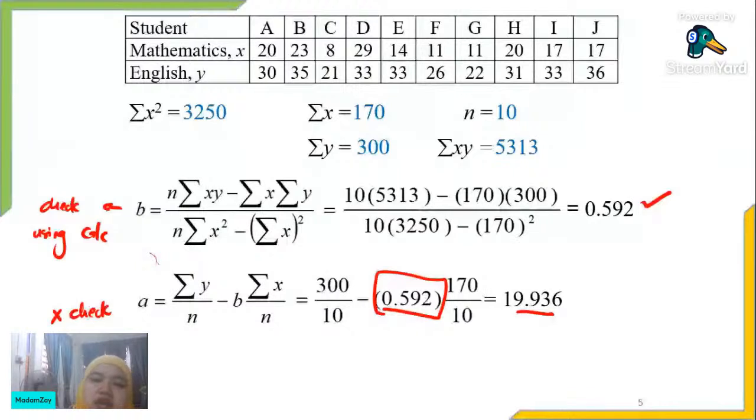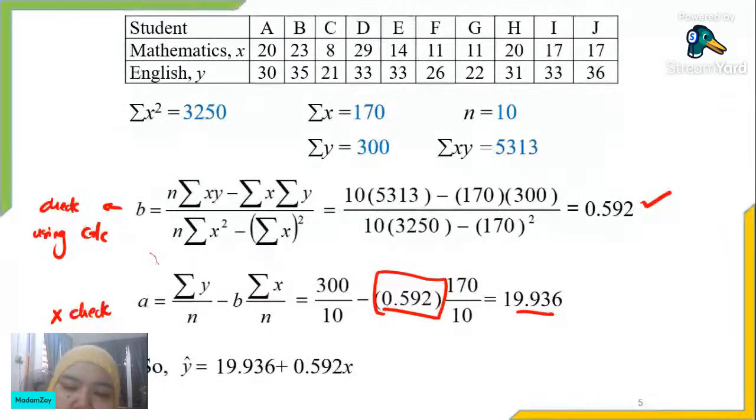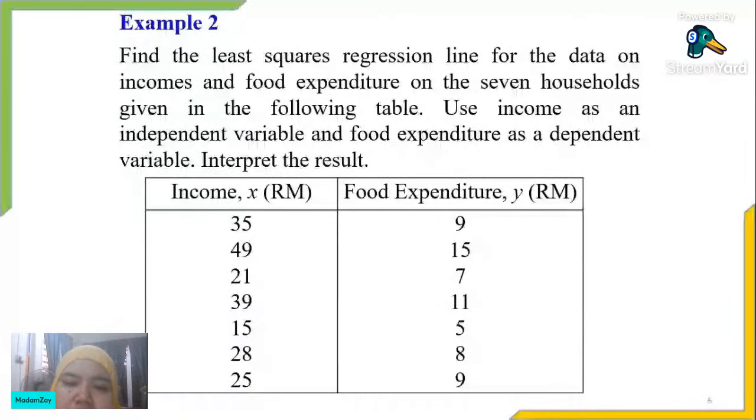Okay, now we have the value of B and A already. So what is Y cap? Y cap can be written as A plus BX, which is 19.936 plus 0.592x. So this is the answer for the regression line. Okay, so done.